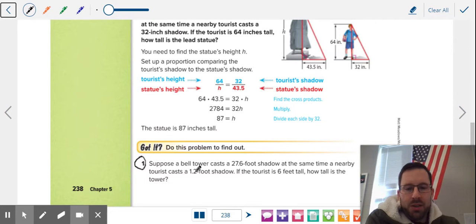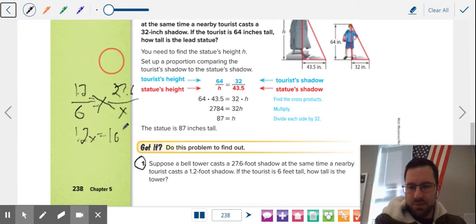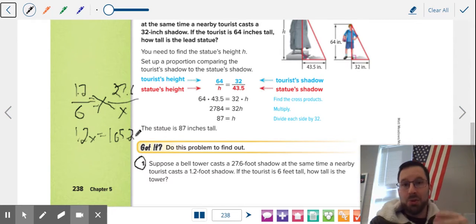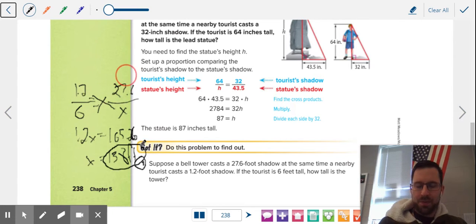I like to put the smaller number on top. So we'll do shadow on top, height of the tourist on bottom. The shadow of the tower goes on top, and we don't know the height of the bell tower. So we're going to cross multiply. We get 1.2x equals 27.6 times 6, which is 165.6. Now, once we cross multiply to solve the proportion, we divide. I wrote 2. That should say 6. 165.6 divided by 1.2 equals 138 feet. So x equals 138. Make sure to put your label on at this point, feet.